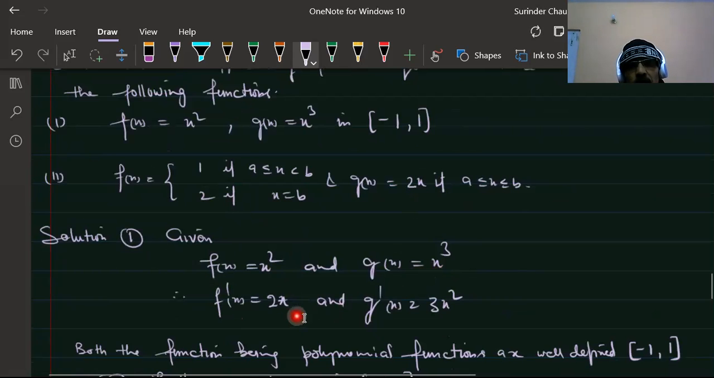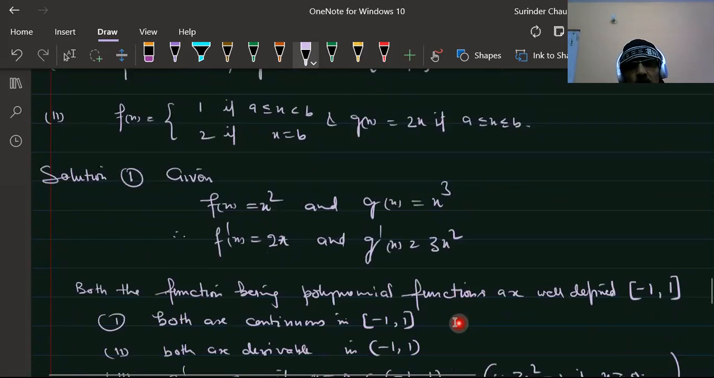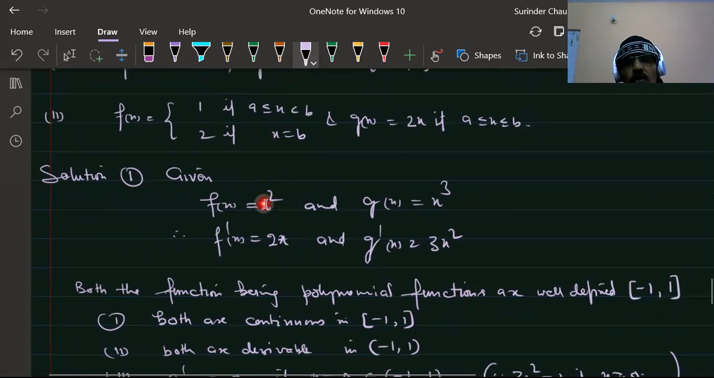f(x) is 2x, g(x) is x square. The domain of the function is the real numbers. So both the functions are well defined in the closed interval minus 1 to 1. Therefore both the functions are continuous in the closed interval minus 1 to 1, and both the functions are differentiable in minus 1 to 1.